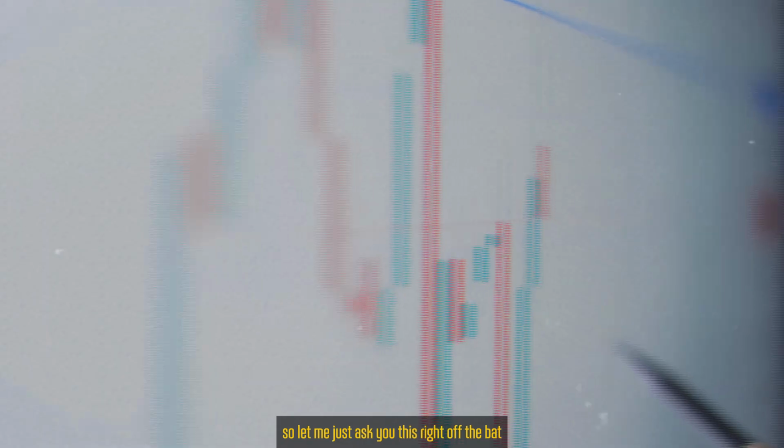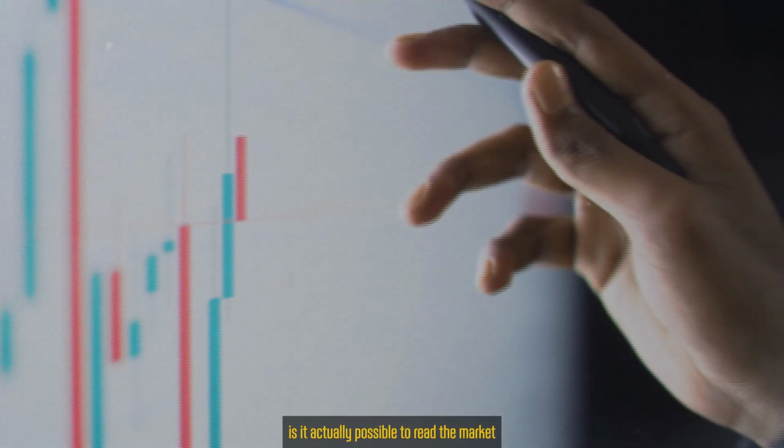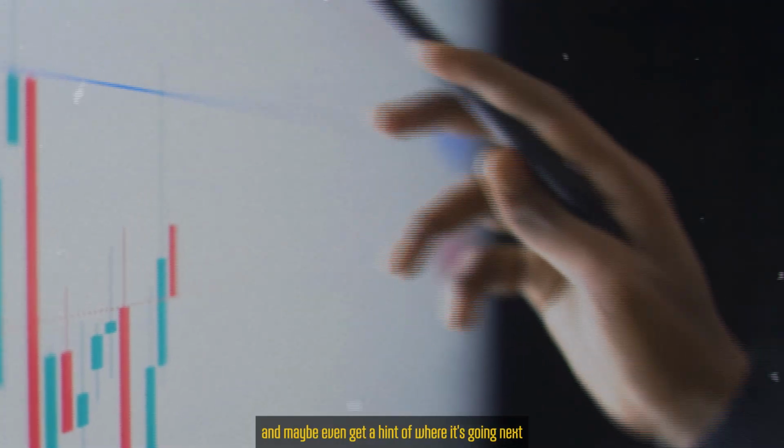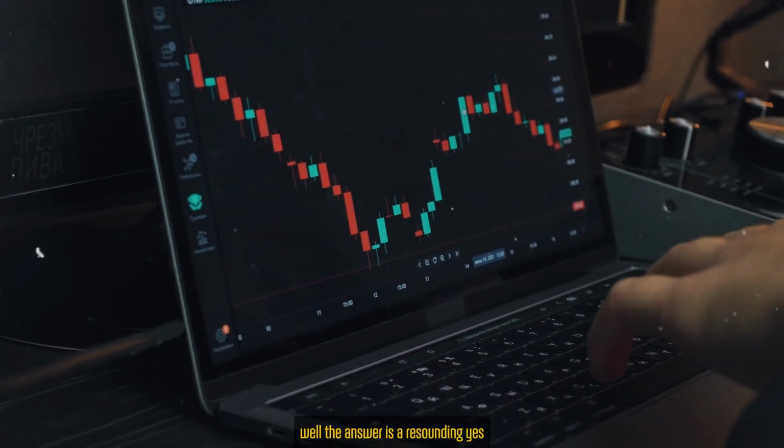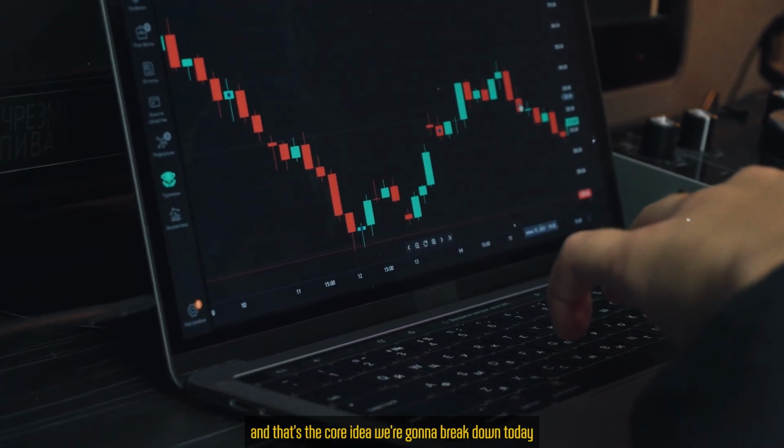So let me just ask you this right off the bat. Is it actually possible to read the market and maybe even get a hint of where it's going next without a single solitary indicator on your screen? Well, the answer is a resounding yes, and that's the core idea we're going to break down today.